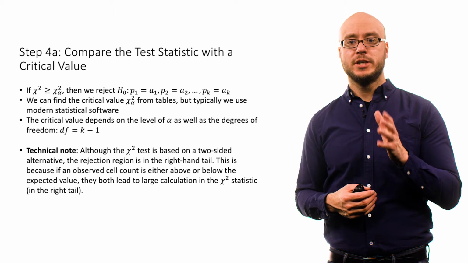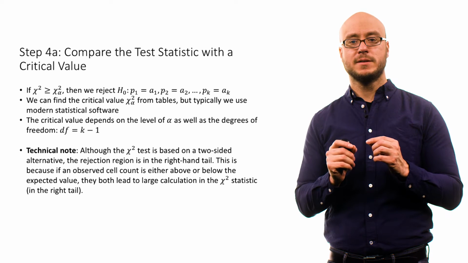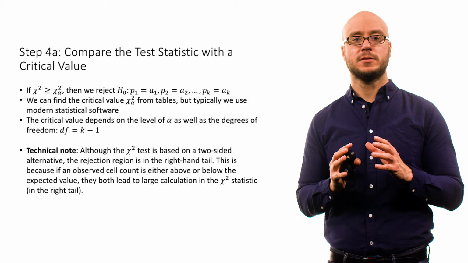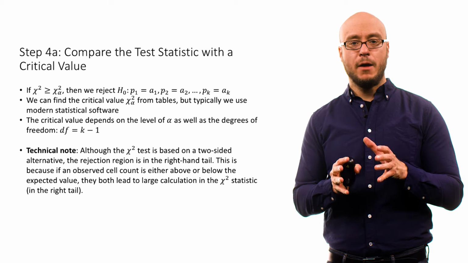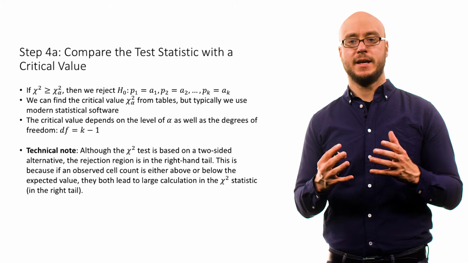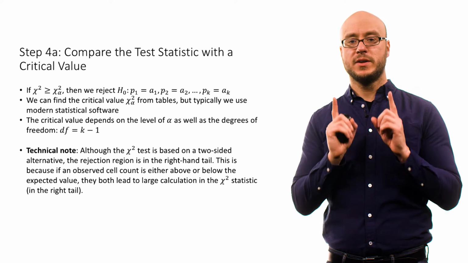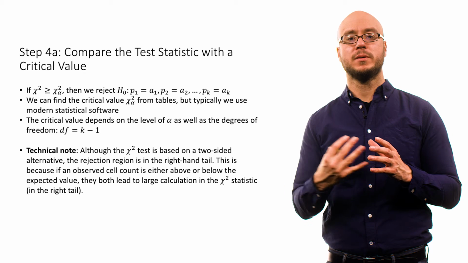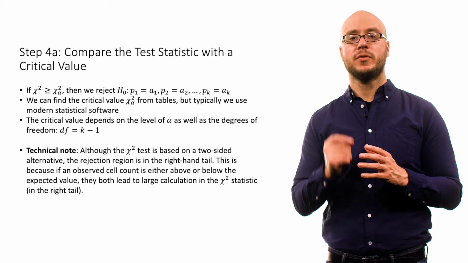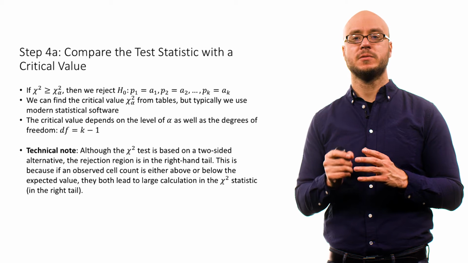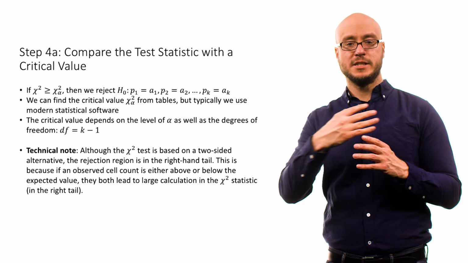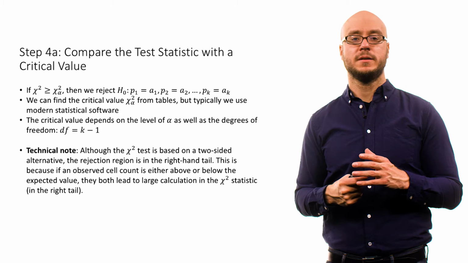A technical note you should keep in mind is that the chi-squared test is based on a two-sided alternative. However, the rejection region is in the right-hand tail. This is because if an observed cell count is either above or below the expected value, they both lead to large calculations in the chi-squared test statistic. That is, the chi-squared test statistic will be in the right tail. That just reflects the fact that the chi-squared distribution is from 0 to positive infinity.